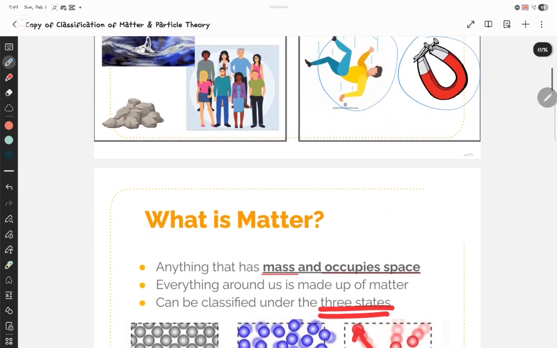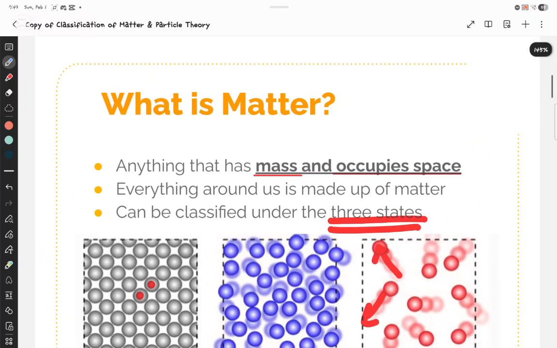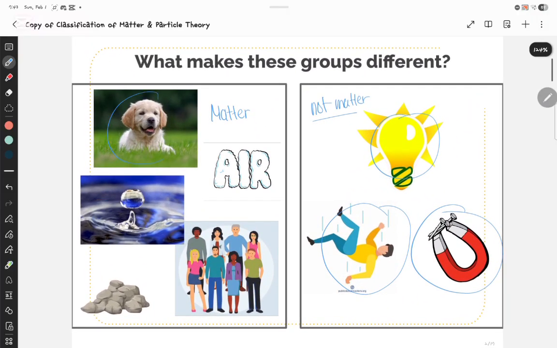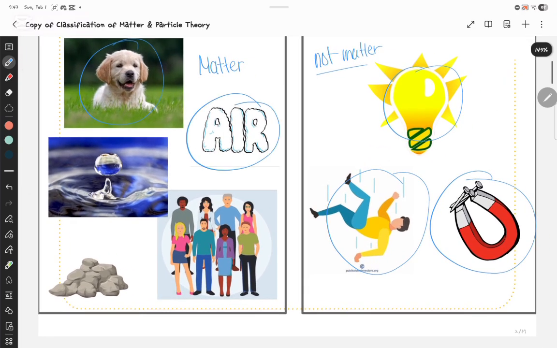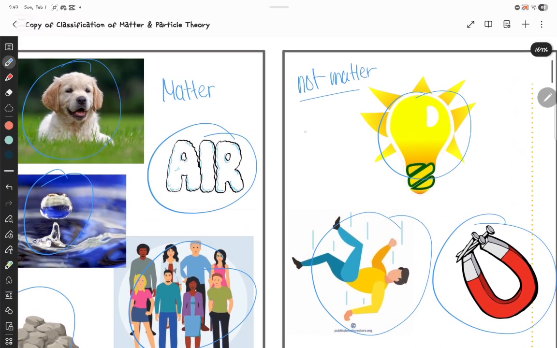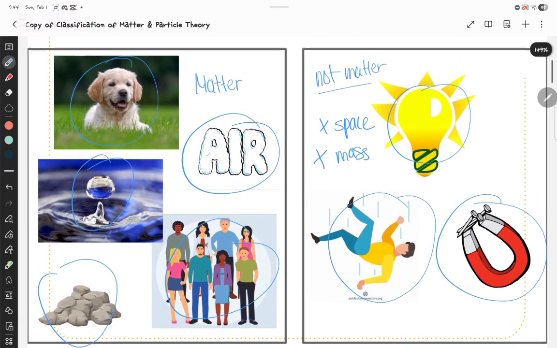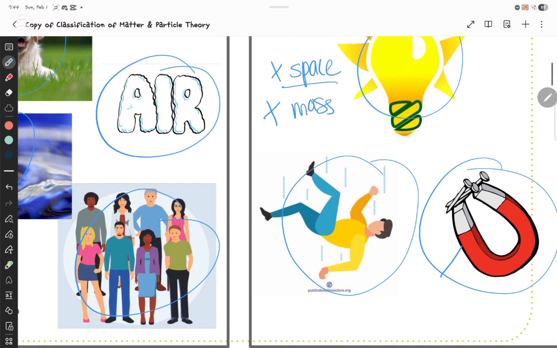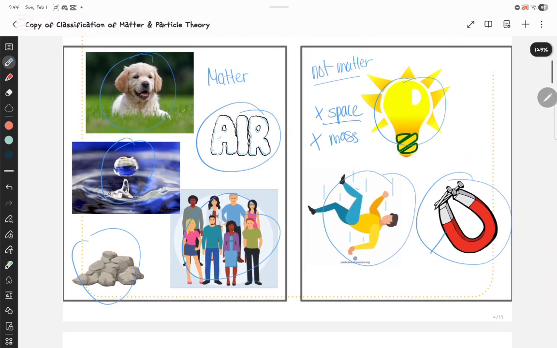Because if we go back to the definition earlier, anything that has a mass and occupies space is matter. So a dog occupies space, and it has a mass. So does air, so does humans, so does rocks, and so does water. However, light does not take up space, and does not have a mass. Hence, it is not matter. And magnetism does not have a mass and does not take up space, and so does gravity.